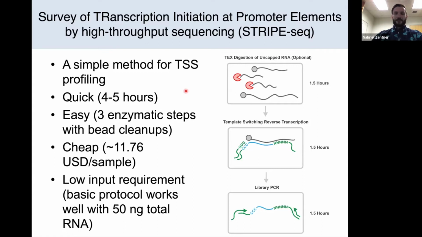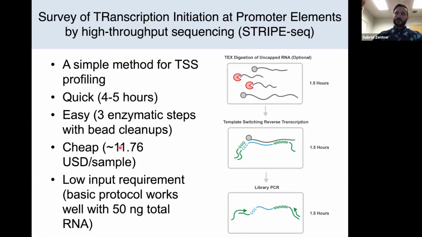So the bullet points here are that STRIPE-seq is a very rapid protocol. You can do it in about half a standard working day. It's quite simple. There are 3 enzymatic steps. We first digest uncapped RNA with terminator exonuclease, or TEX. We do template switching reverse transcription, and then a library PCR. And in between, we perform bead cleanups to clean up the reactions and perform size selection.